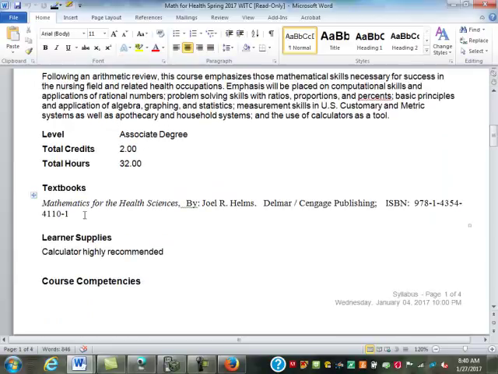Okay, textbook. Looking around the room, it looks like most of you have this one. I don't know how well you can see it on the network, but it is the Mathematics for the Health Sciences. It's Joel R. Helms. Is there anybody that does not have their textbook? Looks like we're pretty good that way. Okay, good. We're off to a good start here.